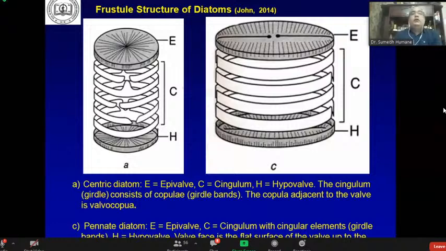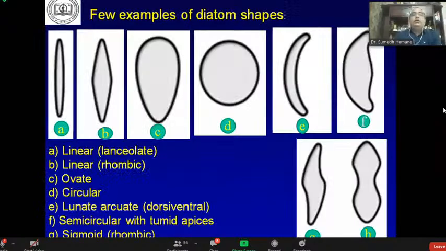To identify the diatoms, in addition to identifying centric and pennate, we need to identify the different shapes. Diatoms have various shapes like linear, ovate, circular, lunate. These are the basic few shapes I have given here, so that you will have an idea how to identify the different shapes with the different names. You can have sigmoid shape diatoms as well.